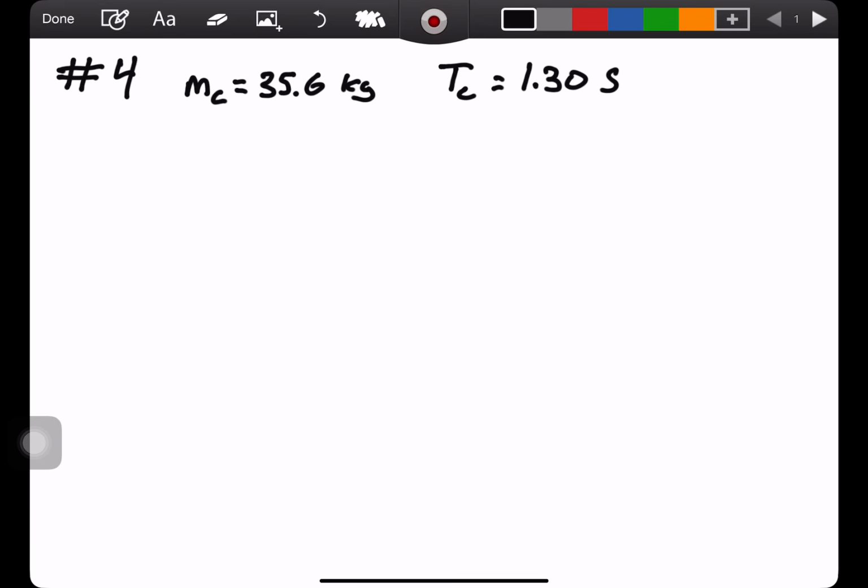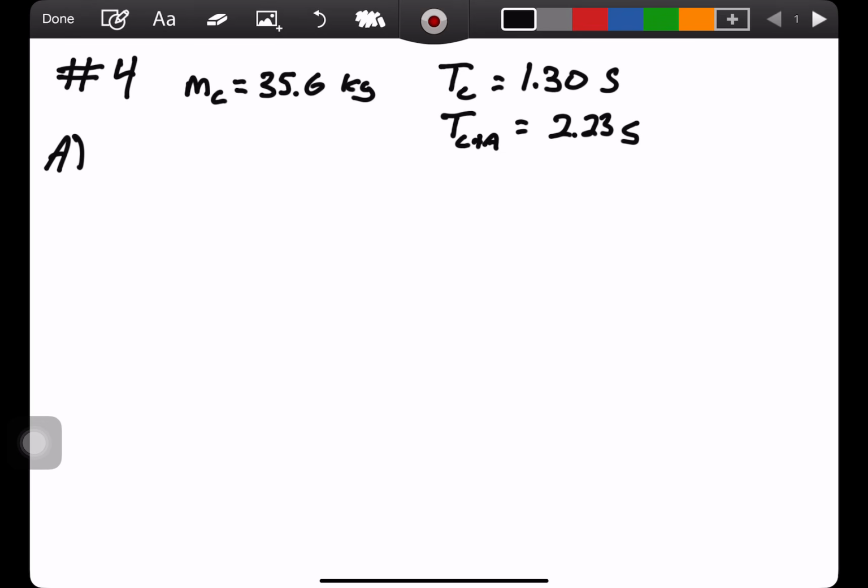So we're told that the oscillation period for the chair attached to the spring is 1.3 seconds. Ultimately, we're going to have an astronaut that sits in the chair, and so C plus A is the chair plus astronaut. When the astronaut sits in the chair and there's oscillation with the spring, the period increases to 2.23 seconds. So for part A, we are asked to solve for the spring constant K.